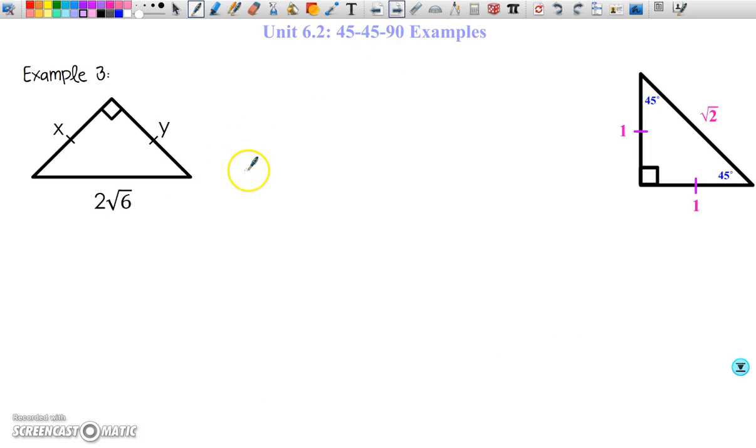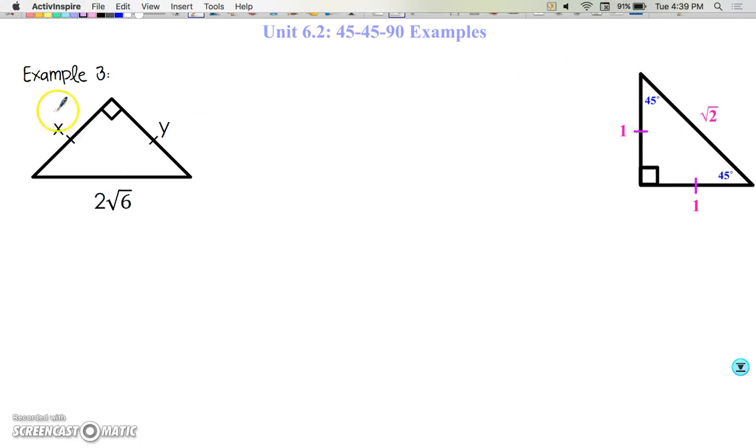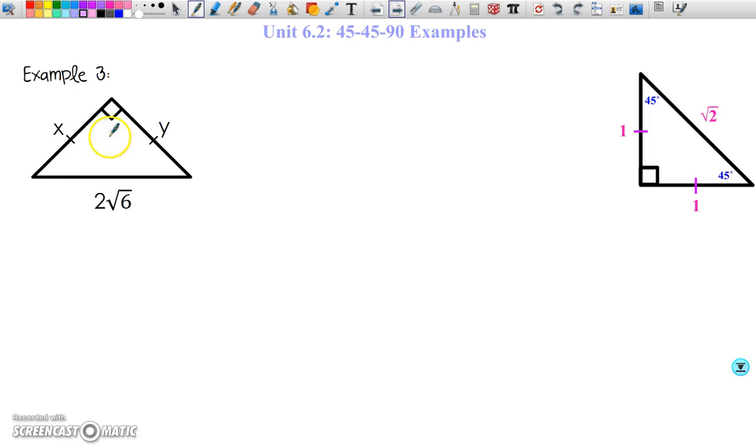Now example 3, so this one's a little bit more difficult just based on the way it's set up, but we're going to go ahead and do this exactly the same way. Now look, x and y again are marked the same, so that means that this angle here is our 45-degree angle and this angle down here is our other 45-degree angle.